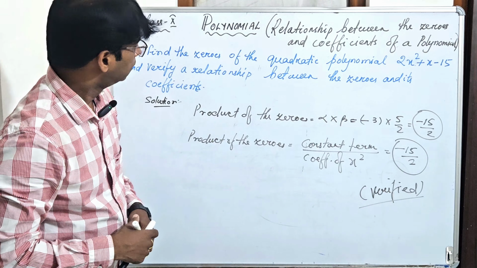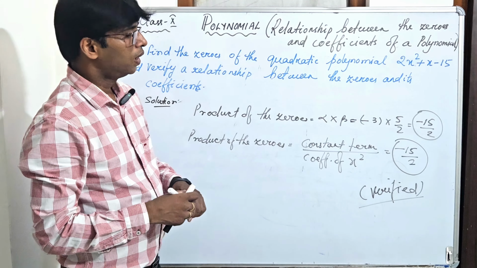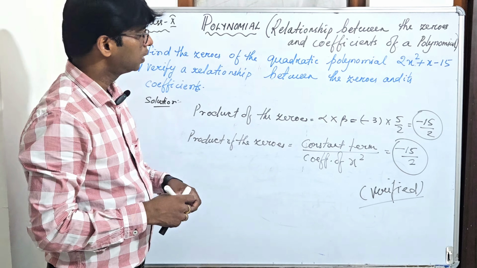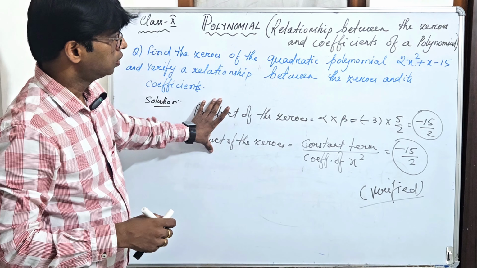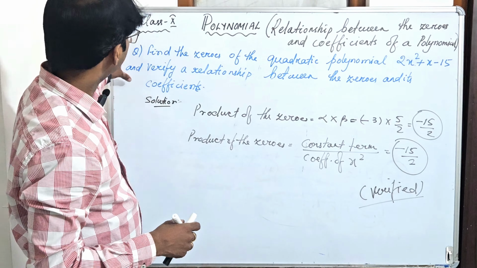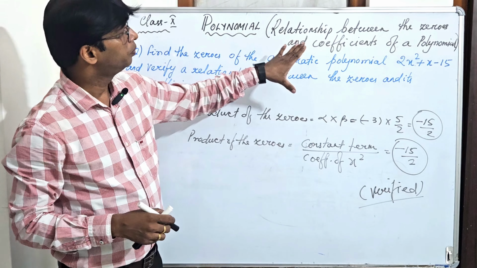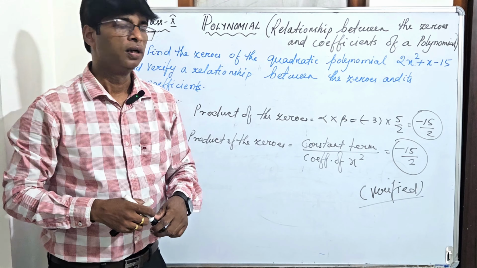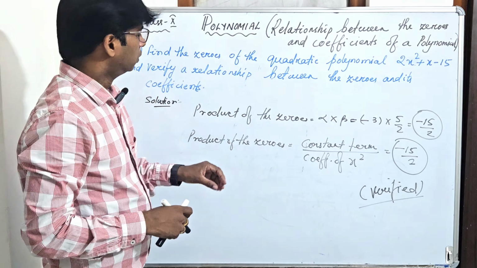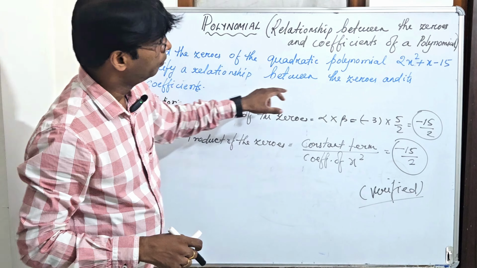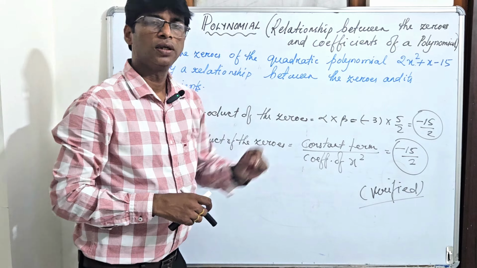So let us wind up the class. Hope you liked the class and the video and understood the explanation whatever I have discussed here, the subtopic only, relationship between the zeros and the coefficients of polynomial. So we'll be further proceeding in my next video, with some new questions and maybe some complicated questions.